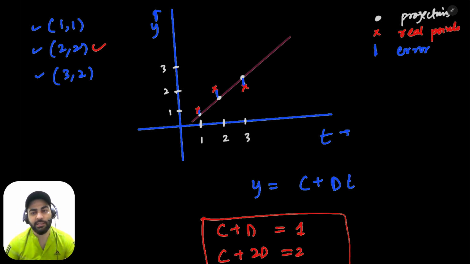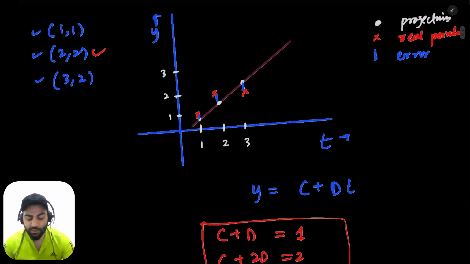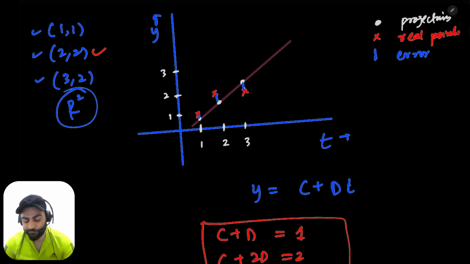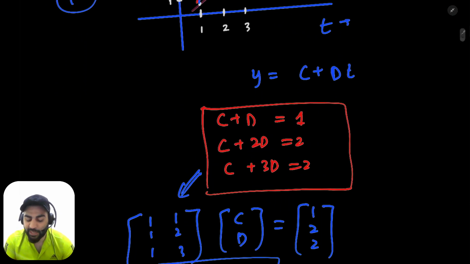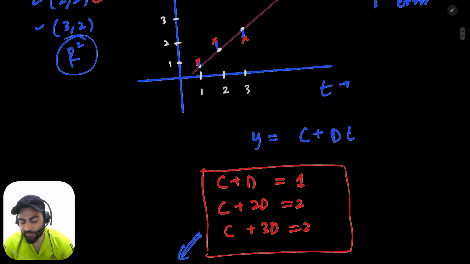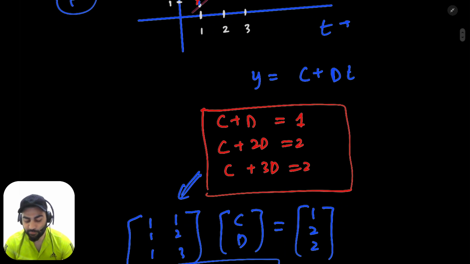So this is just in 2D. We are given 3 points, and these points belong to R2. From the first point I can write the equation c plus d is equal to 1. From the second point I can write c plus 2d is equal to 2. And from the third point I can write c plus 3d is equal to 2.